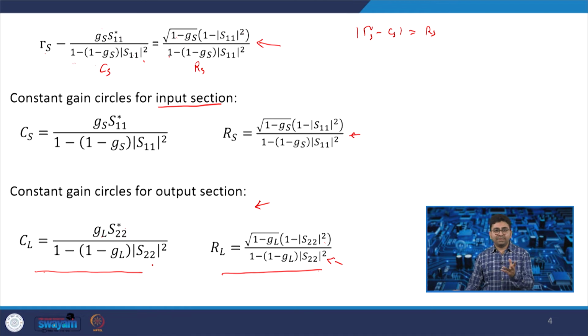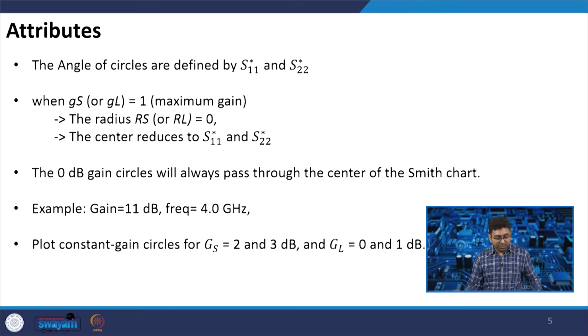Now, there are other circles, which are the gain circles. For different gains you can have a different circle. So, while finding out the optimum gain and stability parameter, you should draw the circle on the Smith chart. You can also use a simulator in order to draw the same.